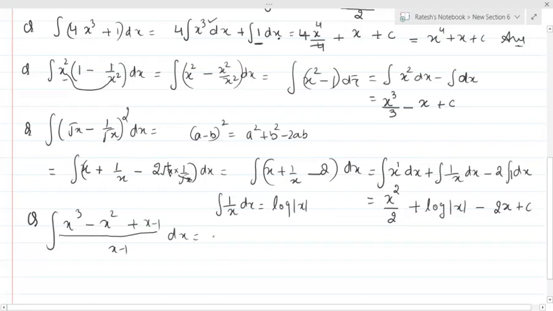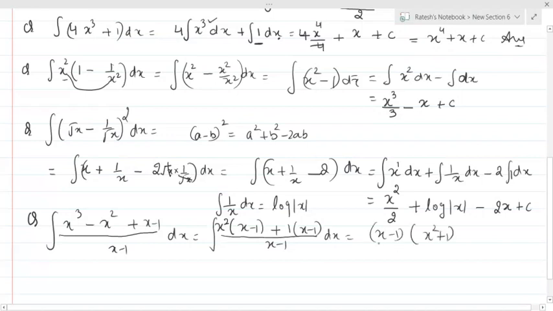Any idea? Okay, here what are the terms? It is x cube minus x square. So what will we do here? We will take x square common from the first two terms and you will get x minus 1, and in the denominator there is x minus 1. Do you have any idea what should we do next? We will take x minus 1 common from the numerator and inside we will get x square plus 1.